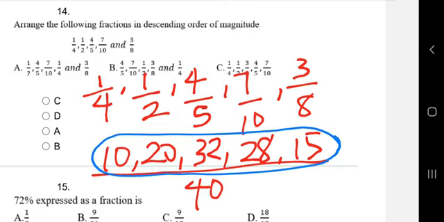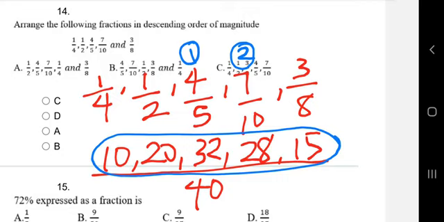because we have to arrange in descending order. That is, we start from the biggest one down to the smallest one. So which of the 10, 20, 32, 28, and 15 is the biggest? 32 is the biggest, and that is equivalent to 4 over 5. This will be 1. Then followed by 28, which is 7 over 10. This will be the second fraction.